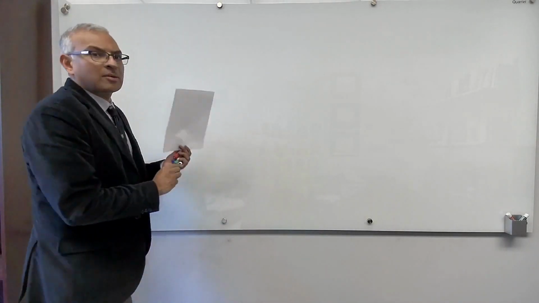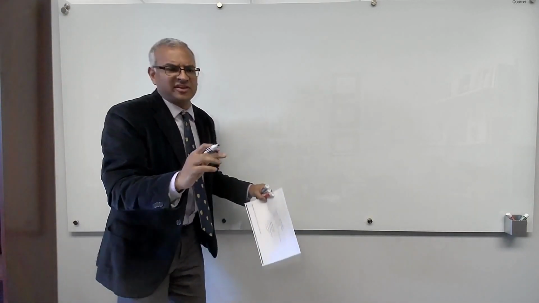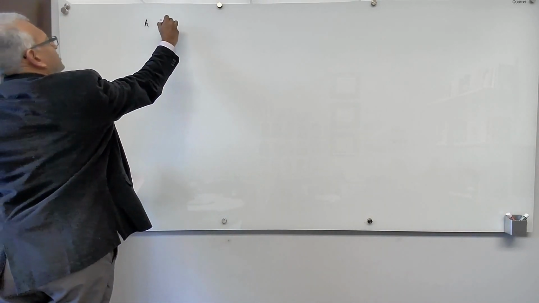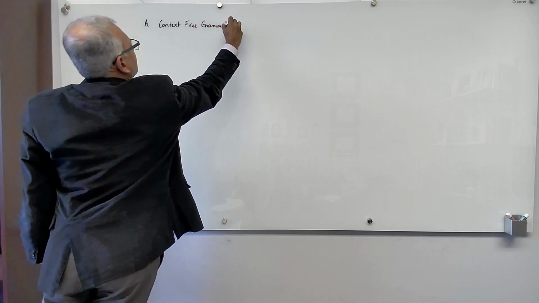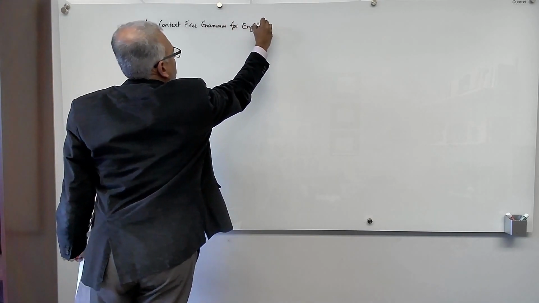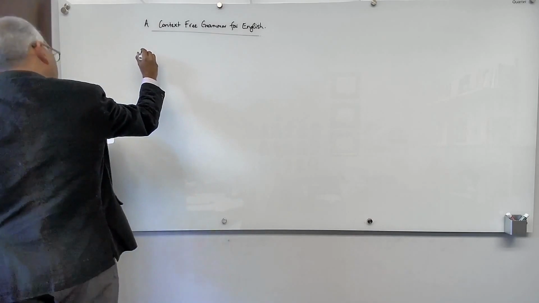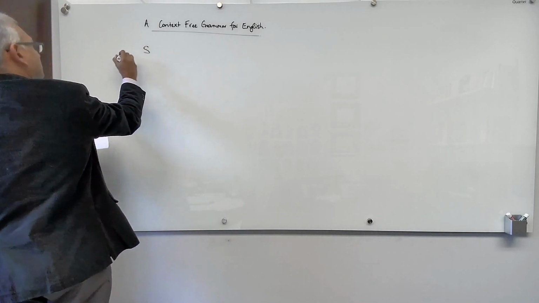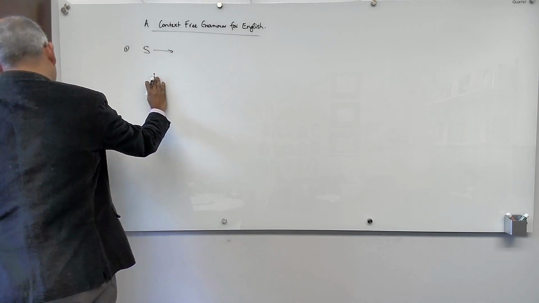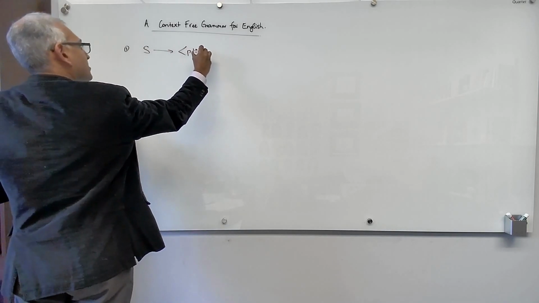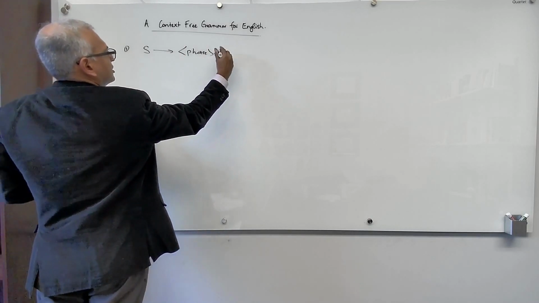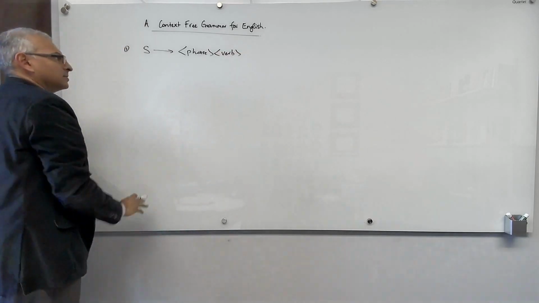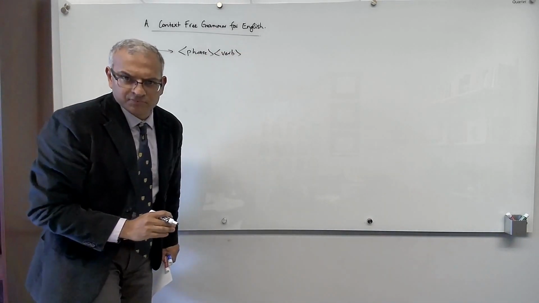Okie dokie. So let's consider the context-free grammar for English, a baby part of English. So a context-free grammar for English. Okay, so my start variable is S. And if I want, I'll label the rules. S can become either a phrase or S is replaced by a phrase verb. Now, everything here is variables, so there are no terminals.